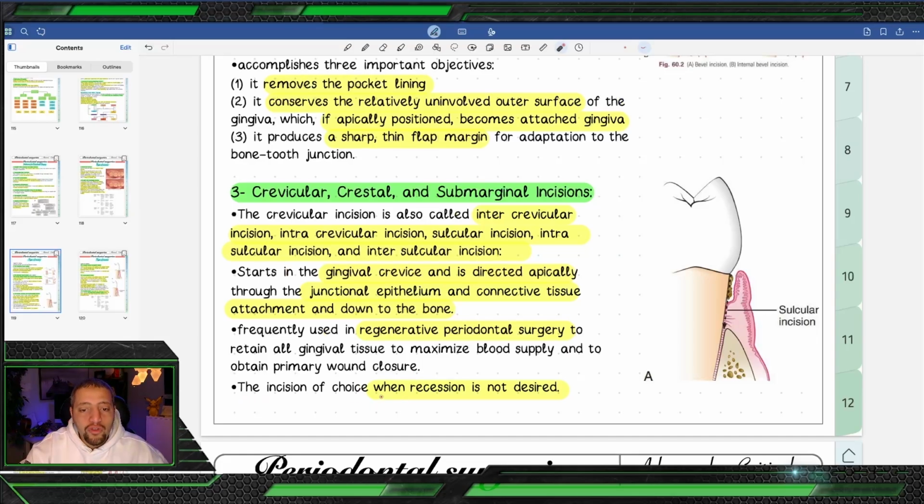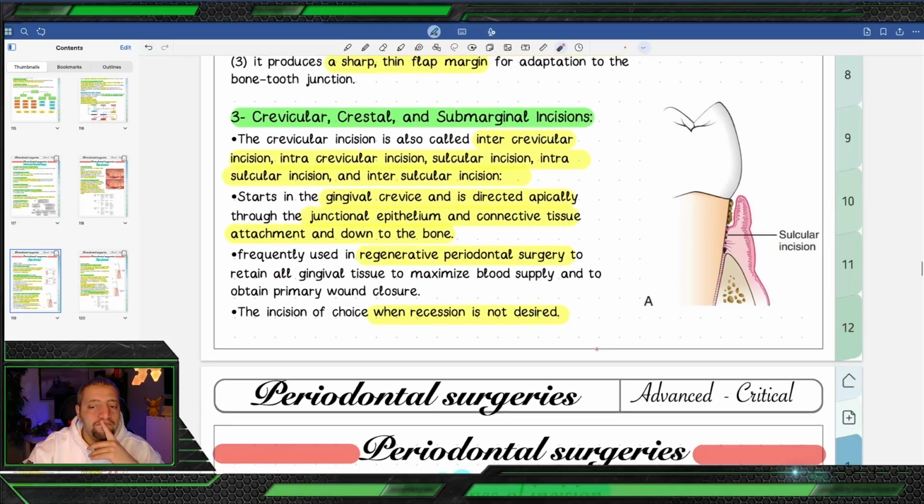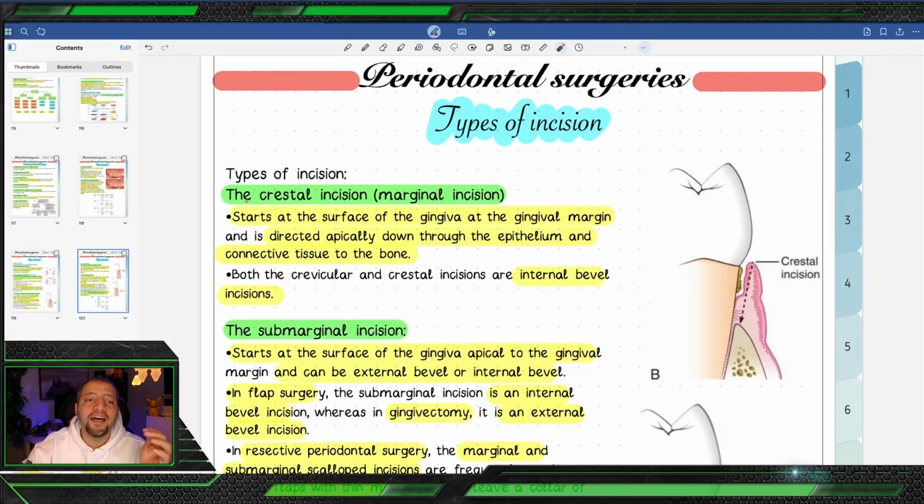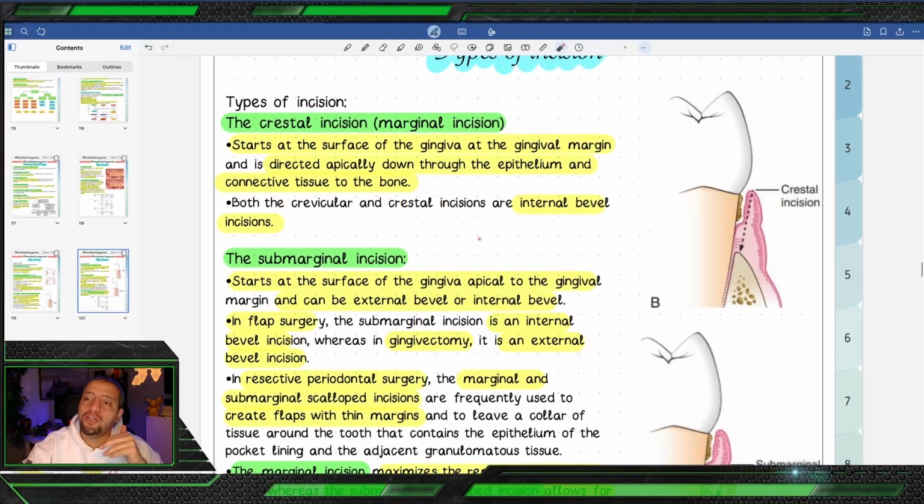The incision of choice when recession is not desired. Recession is not desired, so we are going to do it this way. We are going to start in the attached gingiva, and then direct it a little apically to cut here. This word apically means I'm not going to go crazy like the previous one. No, I'm going to go horizontal, and the main idea of this type of incision is to preserve the remaining attached gingiva. Also, we have different types, which are crestal incision and submarginal incision.